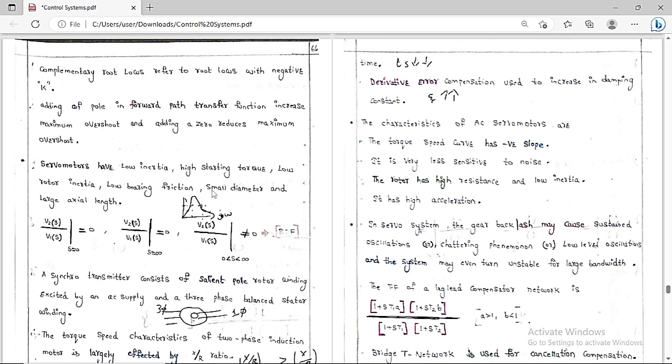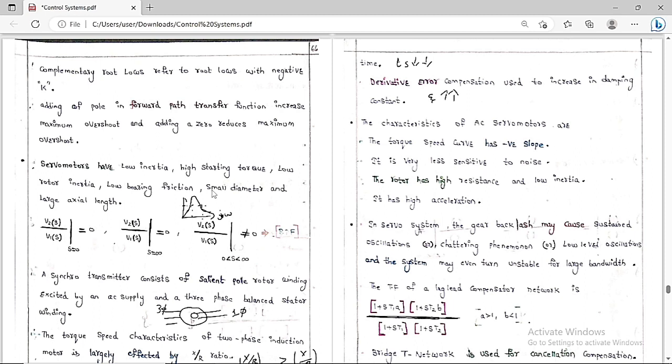In simple words, I can say the phase lag compensator is used to improve the steady state response, meaning the steady state error will decrease. Whereas the phase lead compensator is used to improve the transient response. Phase lead is also called a PD controller, meaning a zero term gets added. The phase lag compensator means a pole term gets added, which is nothing but a PI controller. So derivative output compensation is used to reduce the settling time, whereas derivative error compensation is used to increase the damping ratio.